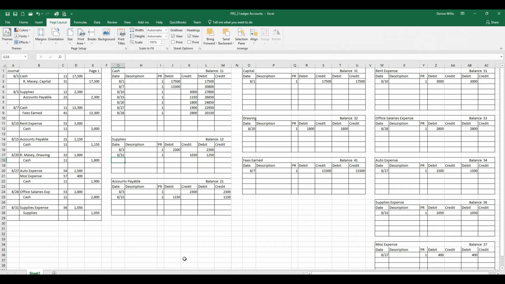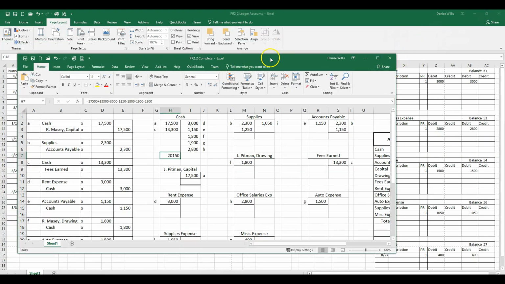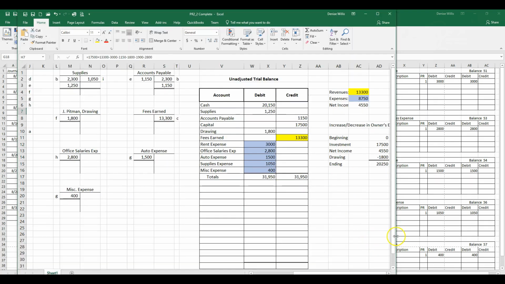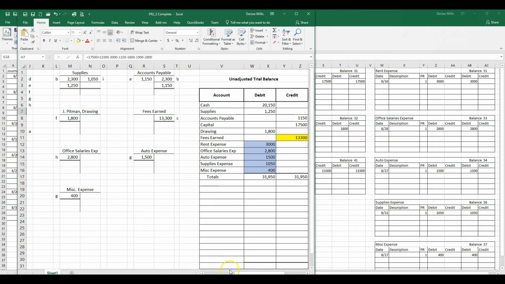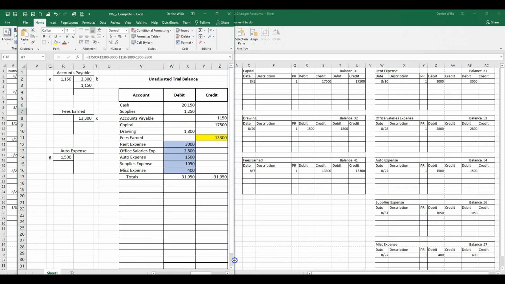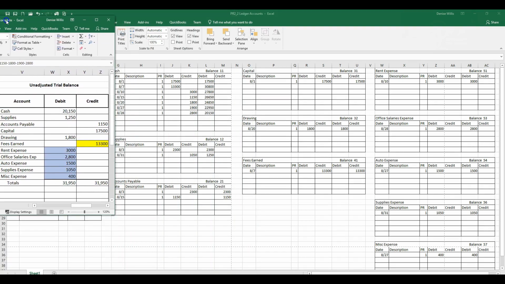Okay, I'm going to do some swapping back and forth to show you the unadjusted trial balance that we did in the other problem so that you can see it's actually the same. Let me see if I can put these side by side. Just a second. Okay, this should work for now. Okay, it'll overlap a little bit, but that'll be okay.